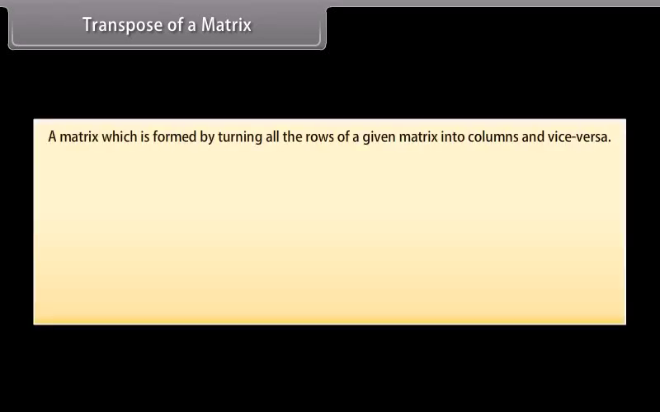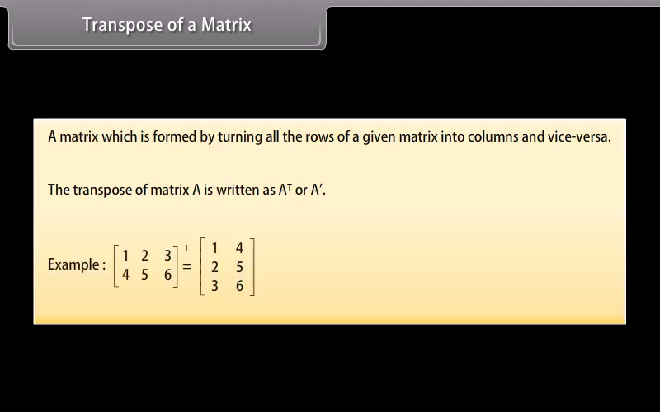Transpose of a matrix. A matrix which is formed by turning all the rows of a given matrix into columns and vice versa. The transpose of matrix A can be written as, for example, transpose of matrix row-wise, first row 1, 2, 3, second row 4, 5, 6 is matrix row-wise, first row 1, 4, second row 2, 5, third row 3, 6.